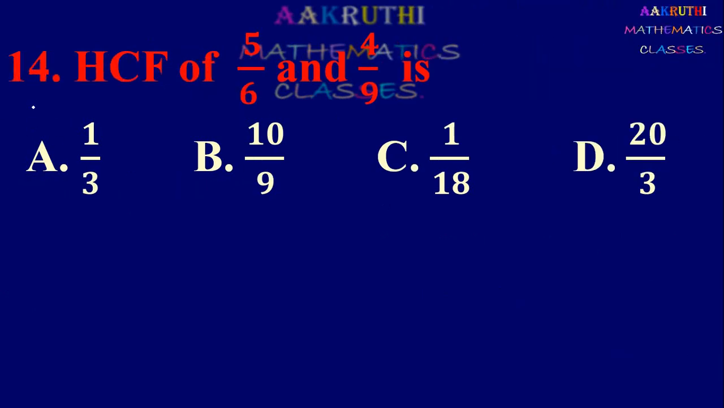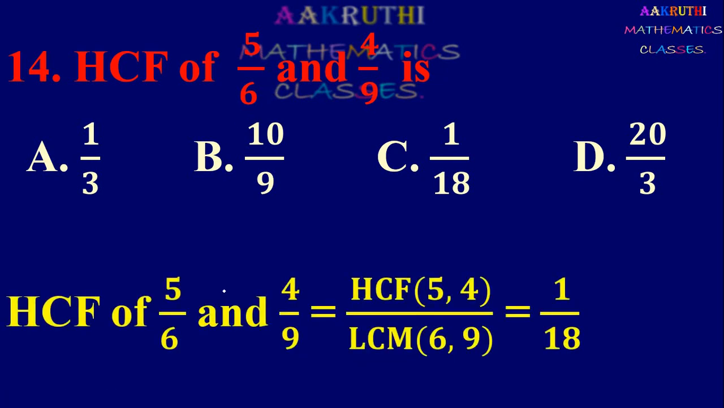So next question, question number 14. That is HCF of 5 by 6 and 4 by 9 is. So here two fractions are given and we have to find the HCF of those. When we find the HCF of fractions, first we have to find the HCF of the numerators, then we have to find the LCM of the denominators. That is, HCF of 5 by 6 and 4 by 9 is HCF of 5 and 4, that is the numerator, and LCM of 6 and 9, that is the denominator. So therefore here HCF of 5 and 4 is 1 and LCM of 6 and 9 is 18. So therefore the required answer is option C, which is 1 by 18. So here the correct option is option C.